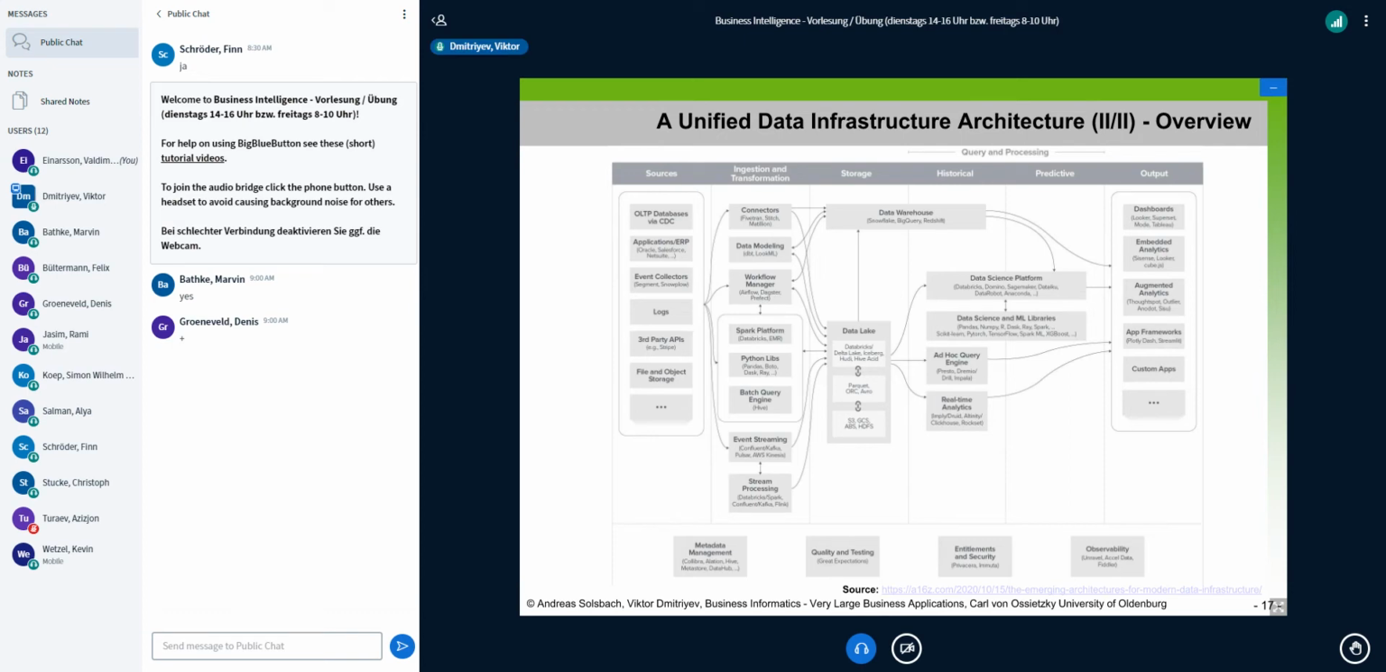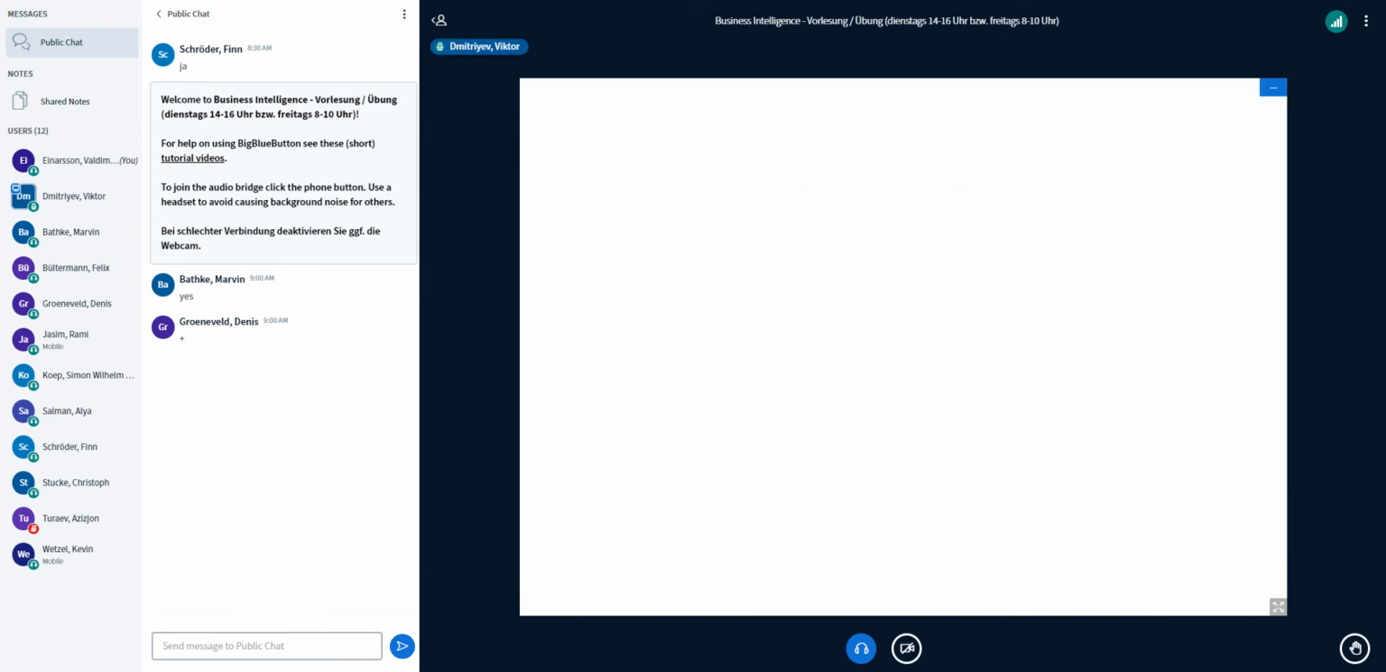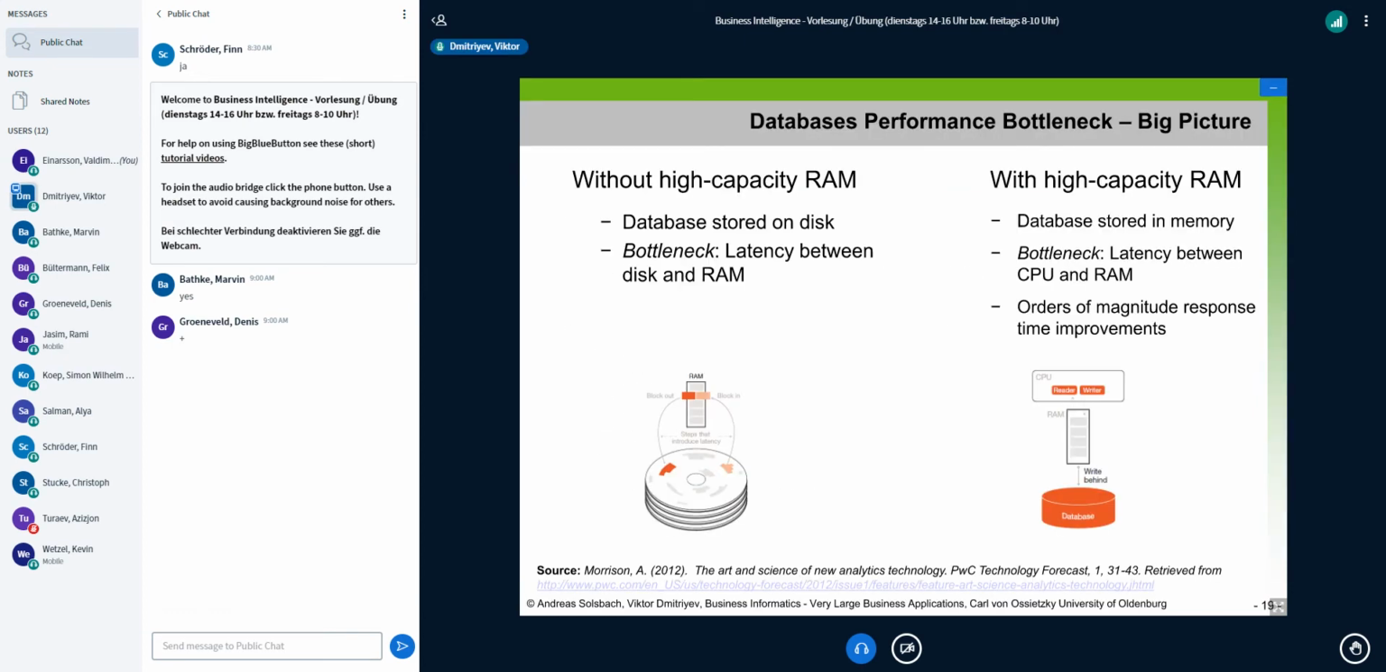It will help you to understand why people created in-memory databases. So, introduction to in-memory databases. I already teased this in the last lecture.